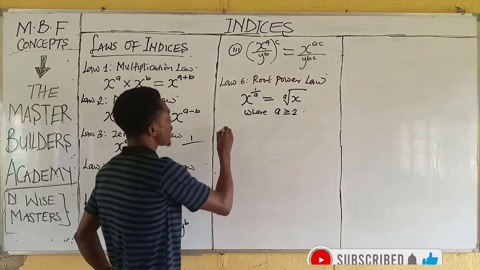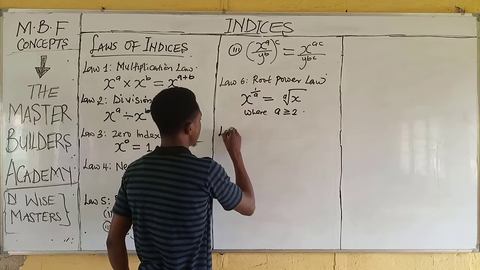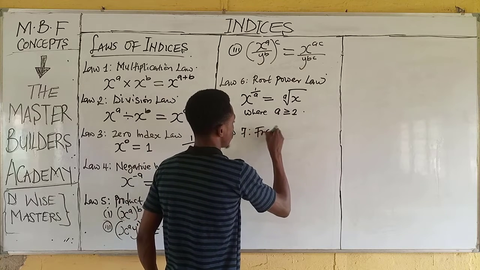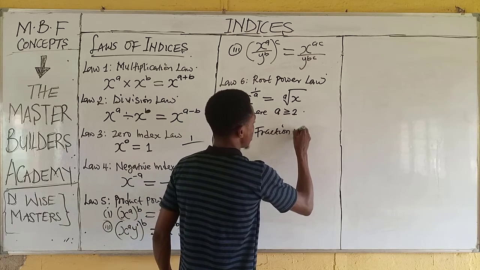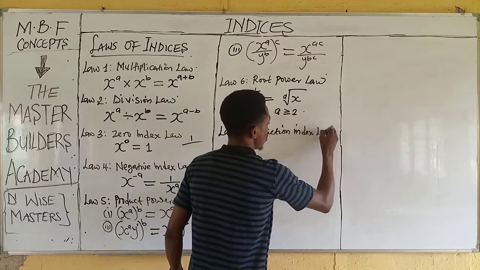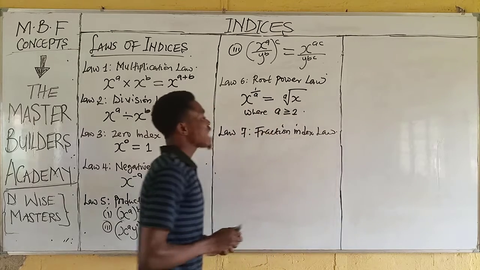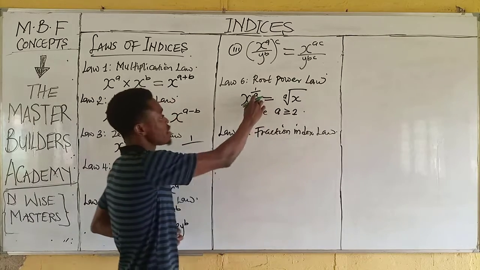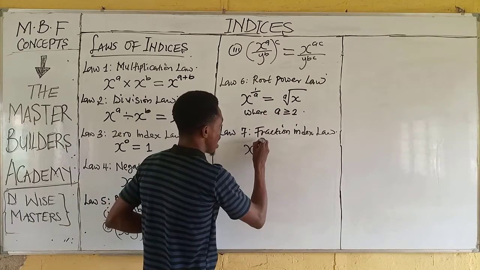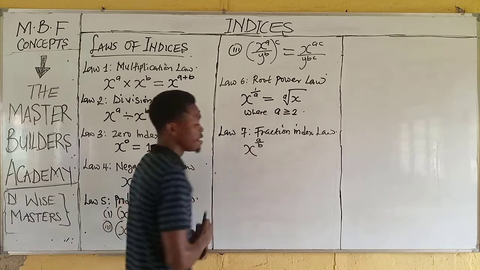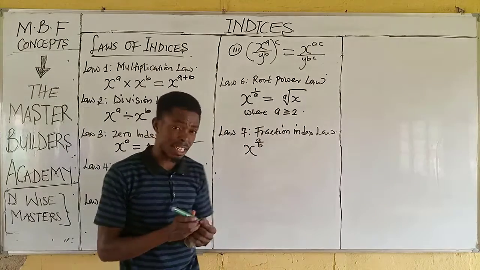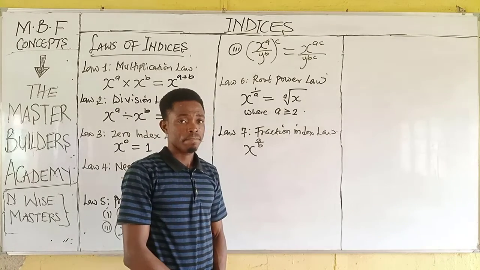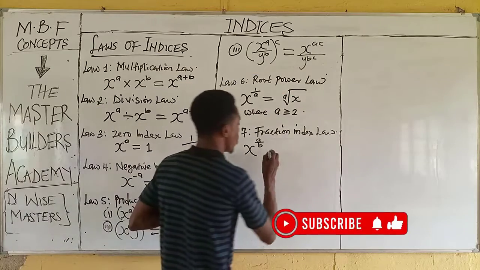Now also, the last but not the least, which is the seventh law, is called the fraction index law. Now, this fraction index law is an extension of this. It's given as s raised to the power a over b. So you see that in this case, the numerator is greater than 1.